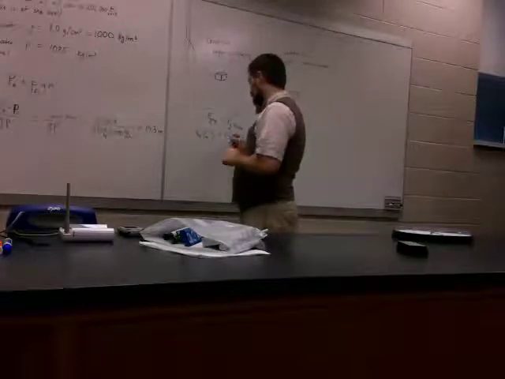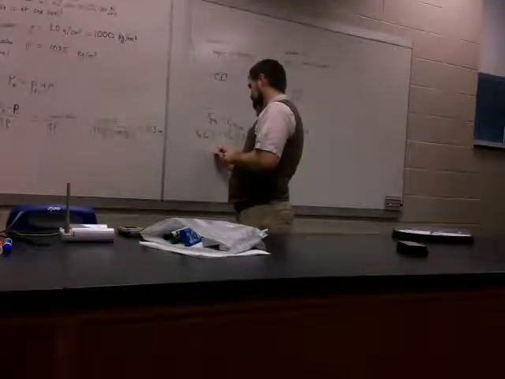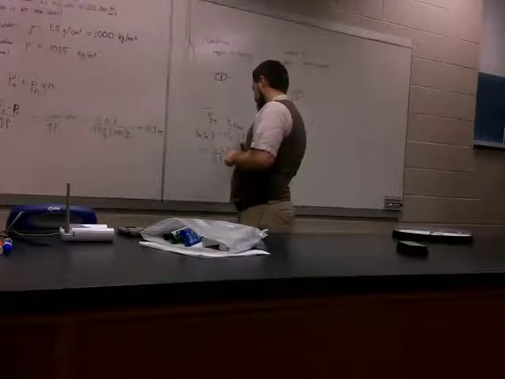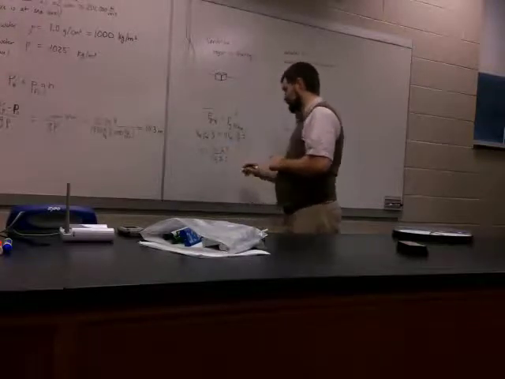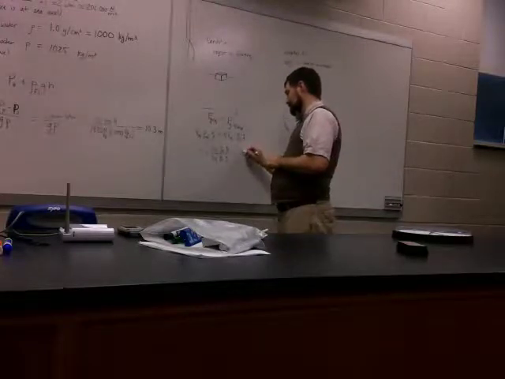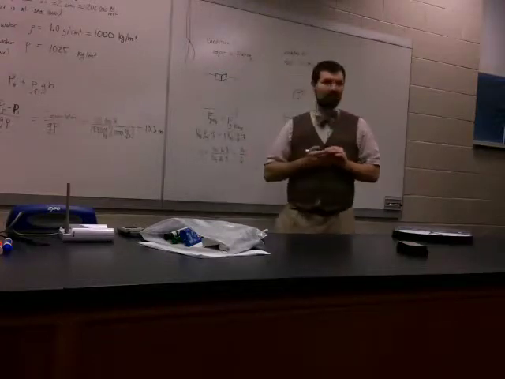All right, so we want to solve for eta. Eta must be volume object, density object, g, divided by volume object, density fluid, g. So we can cancel some like terms, and we just get the density of the object to the density of the fluid. All right, and we're out of time on that note.